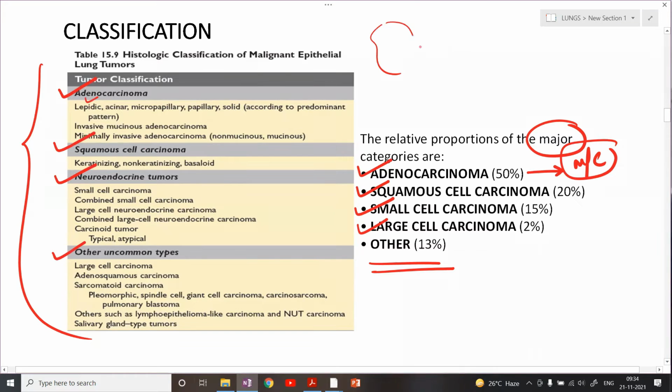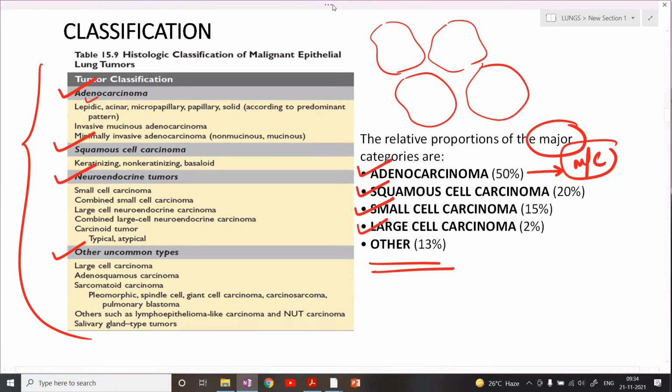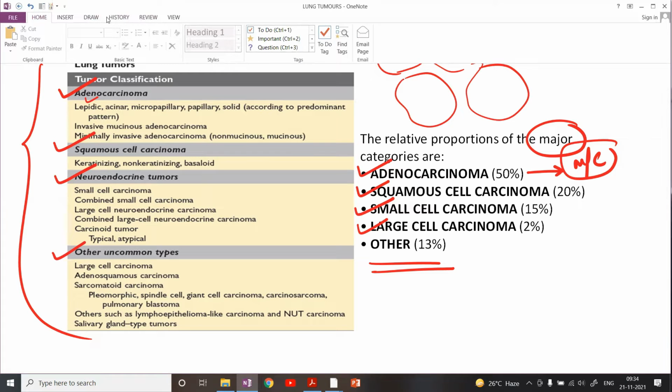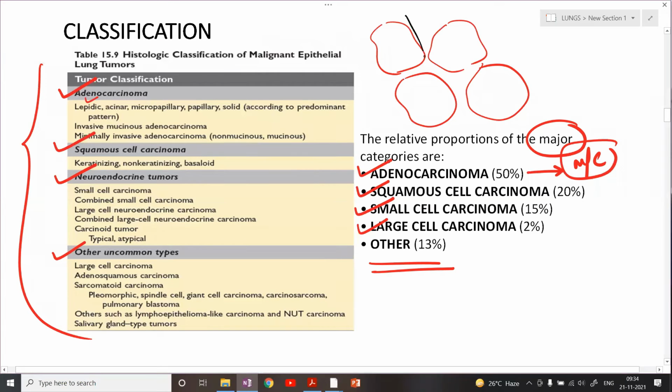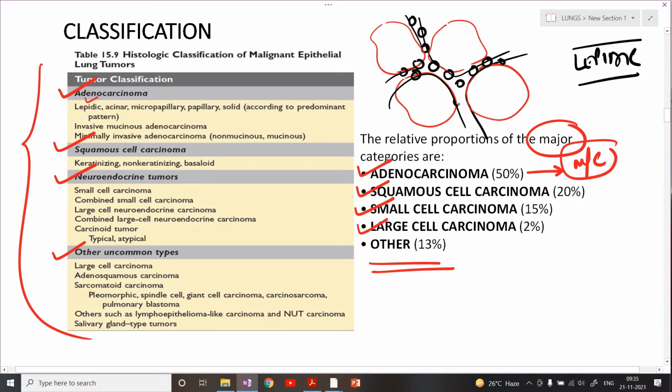For example, this is the alveolus, and this is the alveolar septa in between. When I say lipidic pattern, it means that the tumor is growing along the alveolar septa. That is called a lipidic pattern. Before, it was called the bronchoalveolar pattern of carcinoma. That term bronchoalveolar is no more used. We are using the term lipidic.